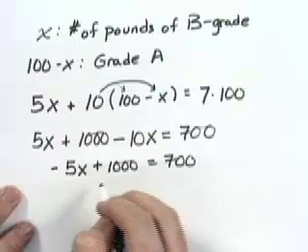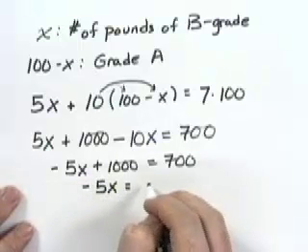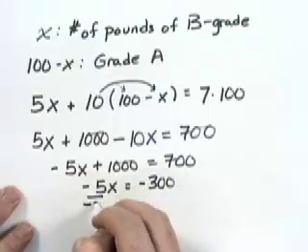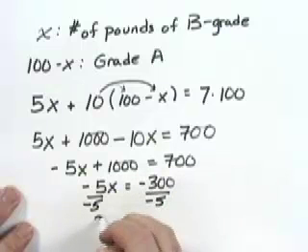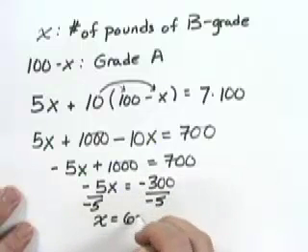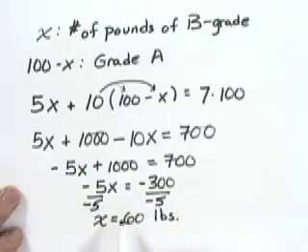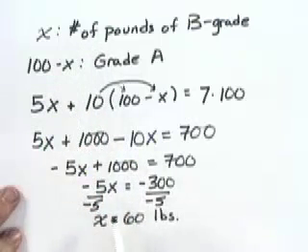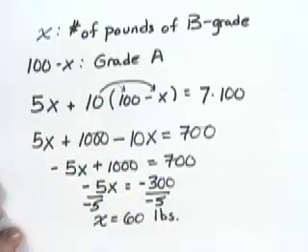Subtract 1,000 from both sides, we get negative 5X equals negative 300. Dividing both sides of the equation by negative 5, we get that X is equal to 60 pounds. In other words, we're going to use 60 pounds of the B grade coffee, and therefore we're going to use 100 minus 60, or 40 pounds of the A grade coffee.